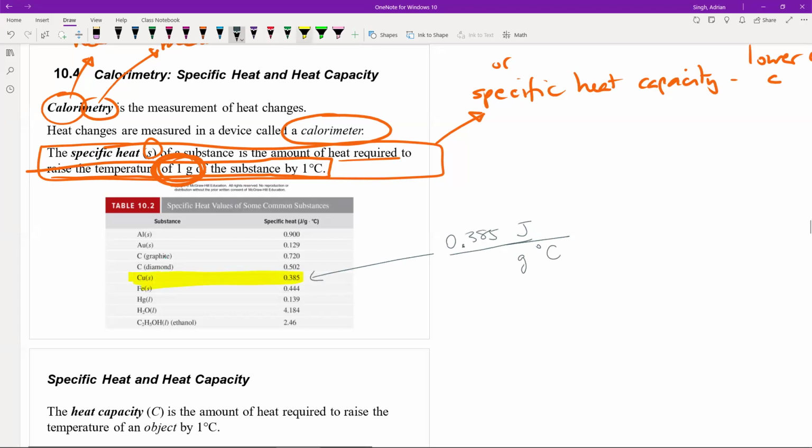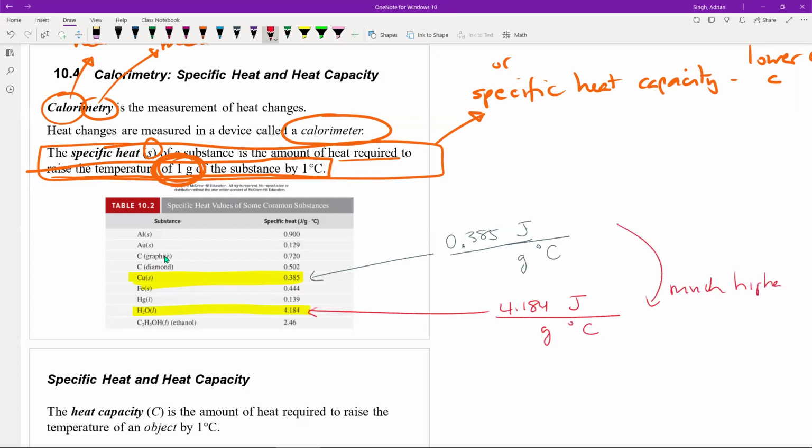And if you compare that to a very common substance like liquid water, you would see that the specific heat of liquid water is, in comparison, extremely high. It's 4.184 joules required to raise the temperature of 1 gram of water by 1 degree Celsius. So it is much higher for water than for copper.